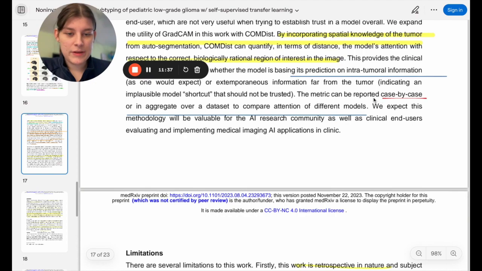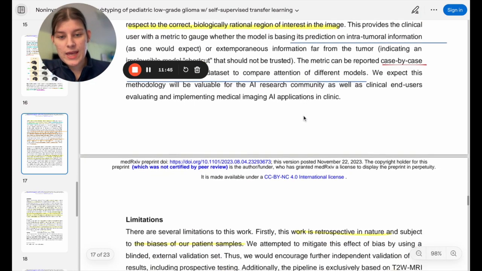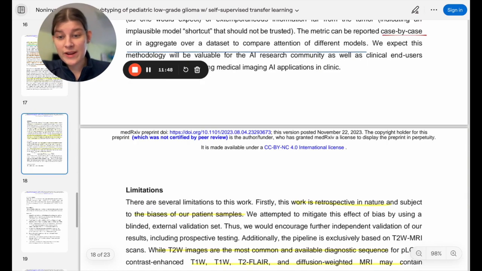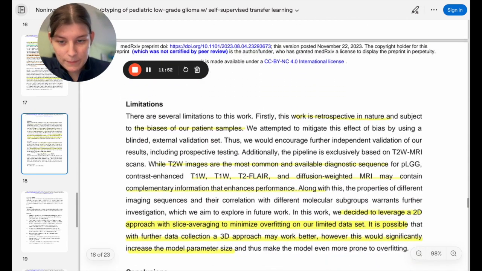But again, this metric can be reported case by case, or if it needs to overrule a data set to compare attention across the different models, it can also do that. And again, this will only improve accuracy as this technology develops and further progresses.